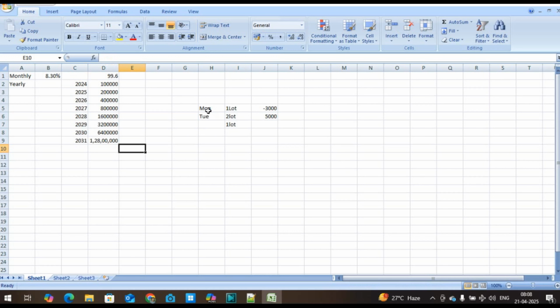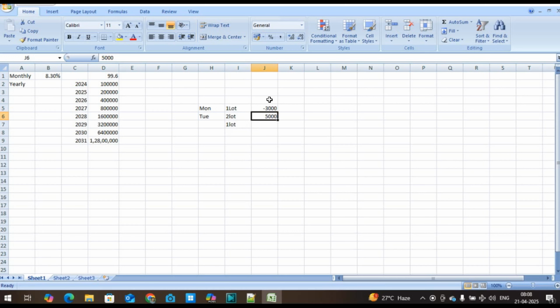Okay. And the next thing is how I manage the lot size. This lot size thing is very interesting. Generally I start my trade with 1 lot. Suppose I hit a 3,000 loss. Then on the next day, I will be playing with 2 lots. So what will happen? Either I will get a profit or a loss. If I get a loss, I will continue with 2 lots. If I get a profit, I switch back to 1 lot.